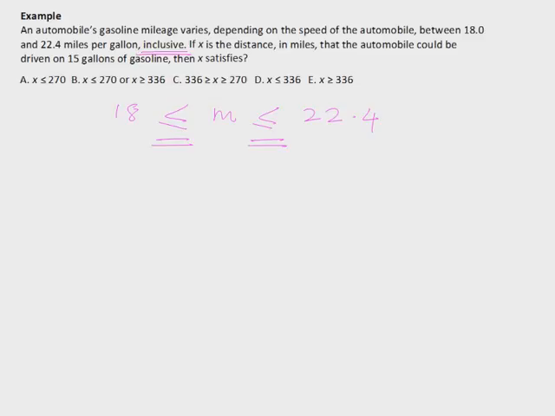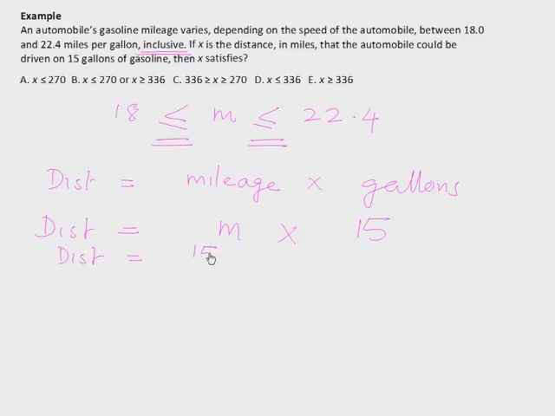If x is the distance in miles that the automobile could be driven on 15 gallons of gasoline, then x satisfies. So distance is equal to mileage into gallons. So distance in miles will be miles per gallon into number of gallons. If I fill in 10 gallons of gasoline, then I'll be able to drive 10 times the mileage, because the mileage is the amount I can drive on 1 gallon of gasoline. So if I want the distance, it's m into number of gallons, which in this case is 15. So the distance is 15m.